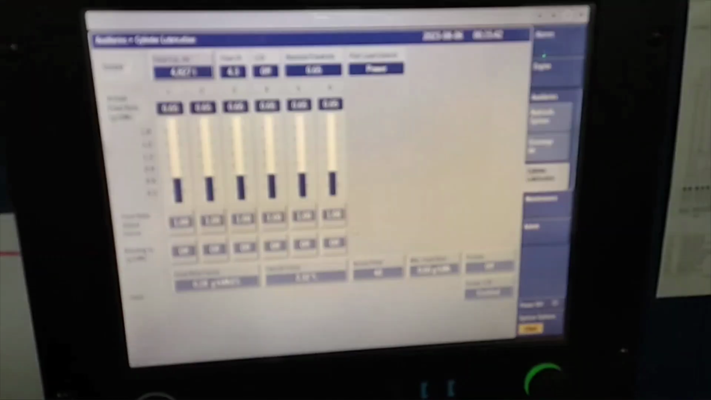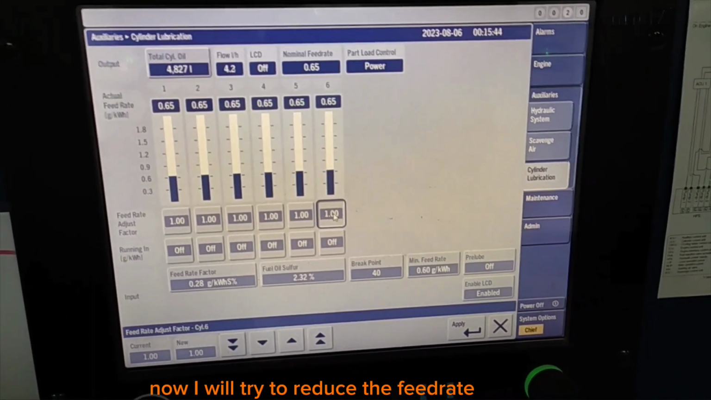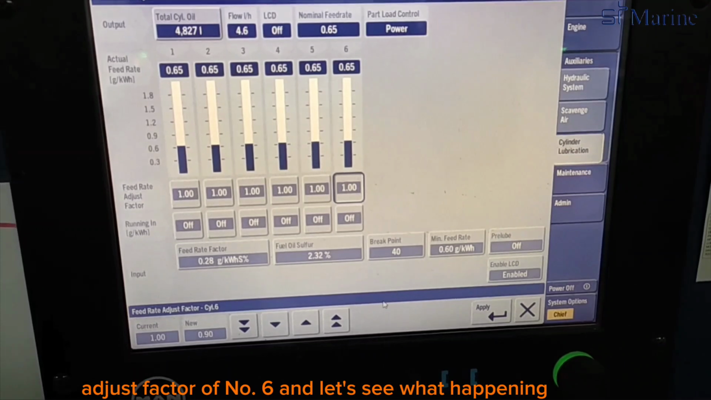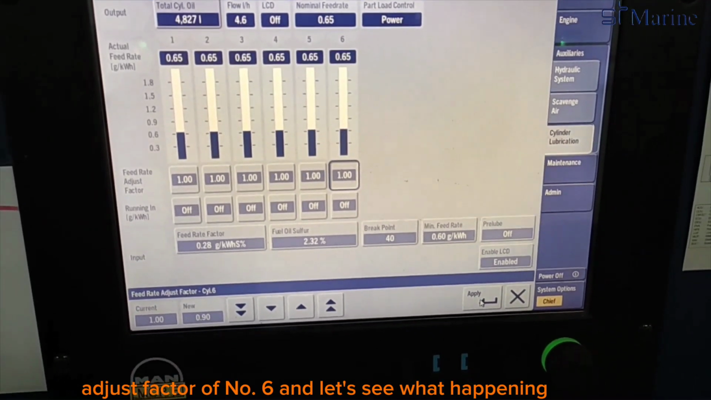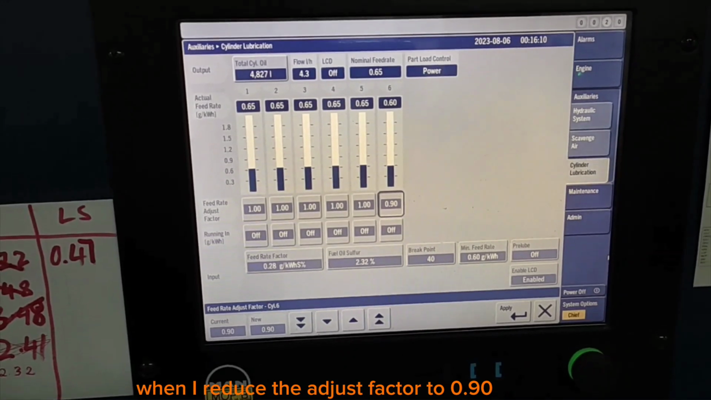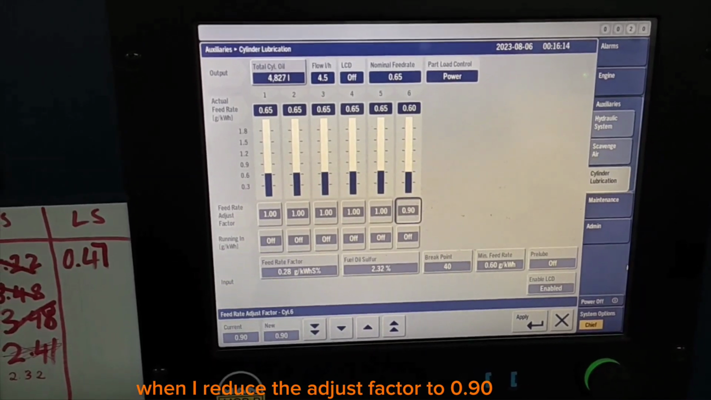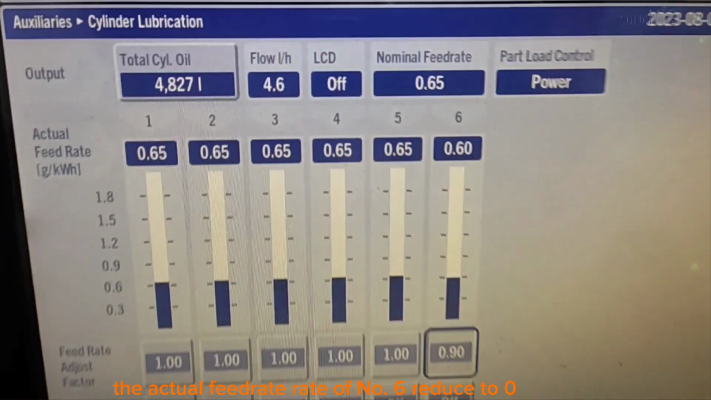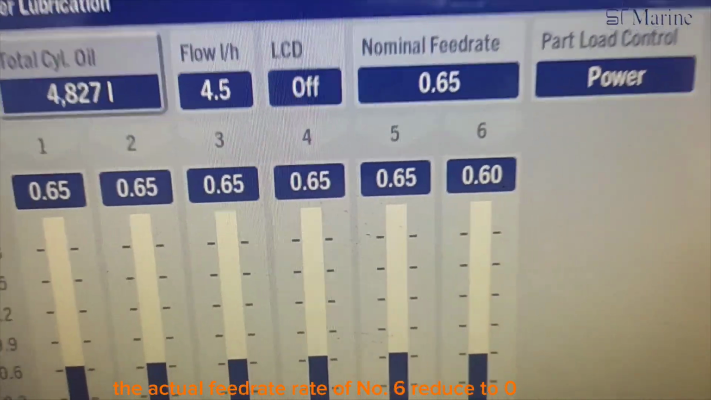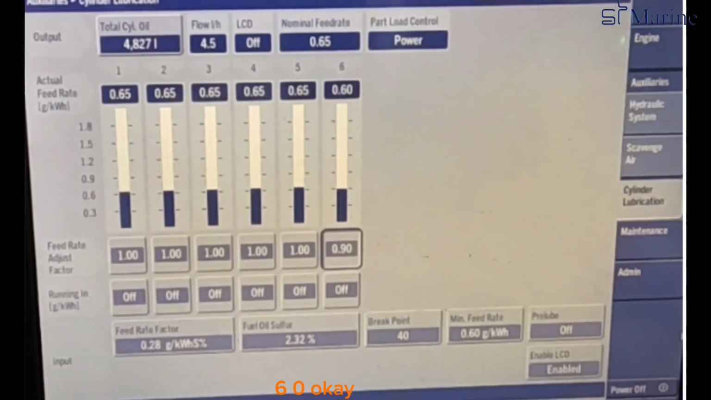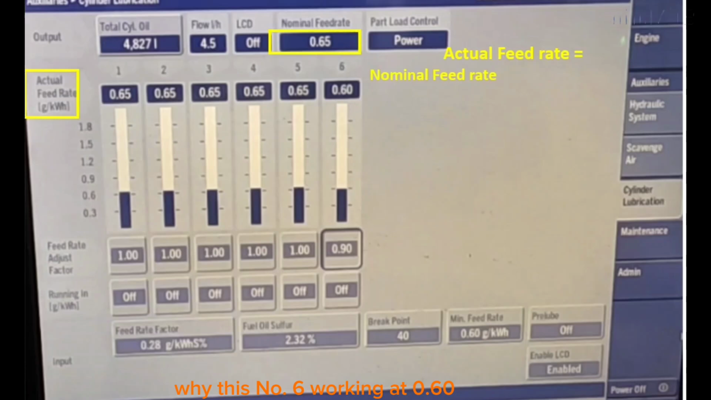Okay, now I will try to reduce the feed rate adjust factor of number 6. Let's see what happens. When I reduce the adjust factor to 0.90, the actual feed rate of number 6 is reduced to 0.60. Okay, we will try to analyze why number 6 is working at 0.60.